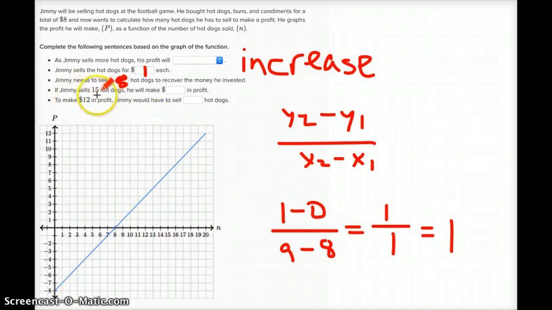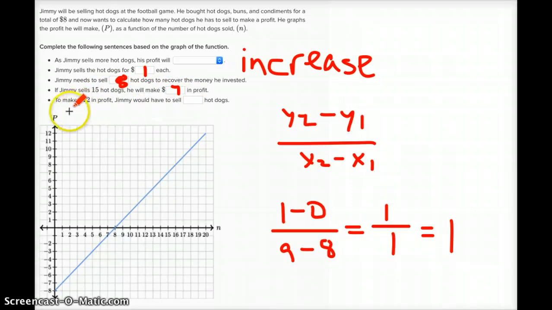And so now let's see, if Jimmy sells 15 hot dogs, he will make how many dollars in profits? So we'll look at N, the x-axis here, and go to 15. So right here, we'll follow that up all the way to the line where it intersects. And now we'll follow that all the way to the profit and see that that is 7. So if he sells 15 hot dogs, he'll make a profit of $7.